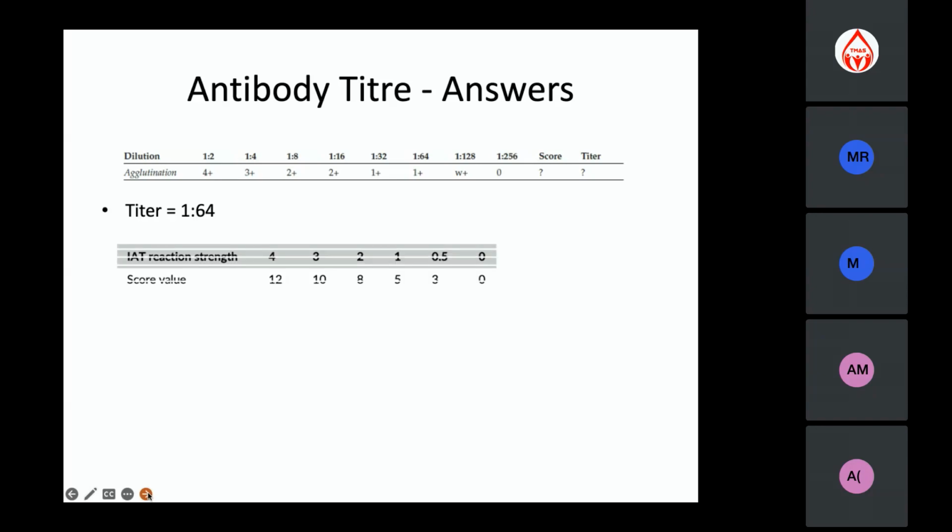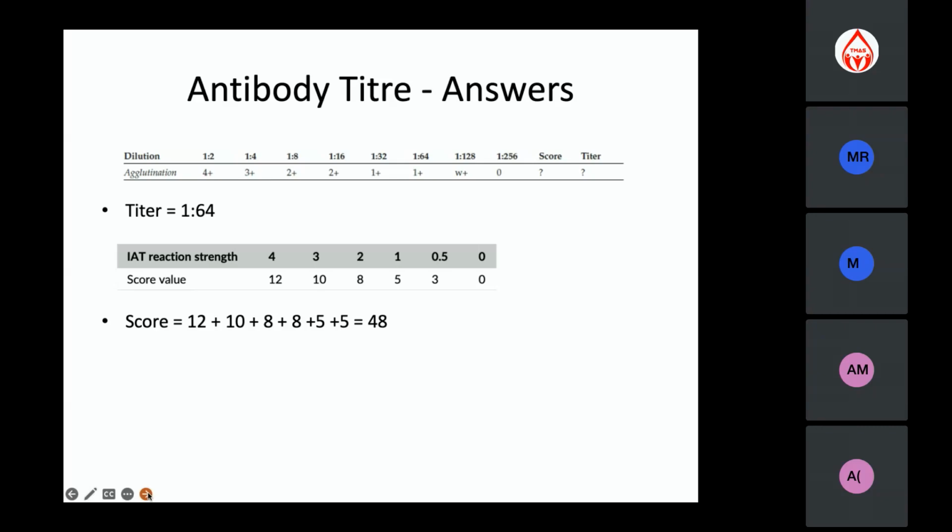Then we have to proceed to the strength of the reaction based on a score. We are all aware of the scoring system. If agglutination is 4+, we use a score of 12. If the agglutination is 3+, 10. If the agglutination is 2+, we use a score of 8. And if the agglutination is 1+, we use a score of 5. In this case, the score is around 48 based on the antibody titration.